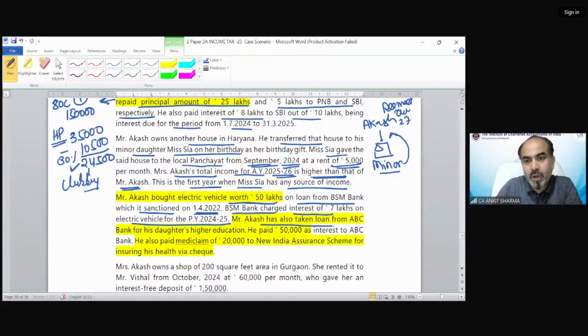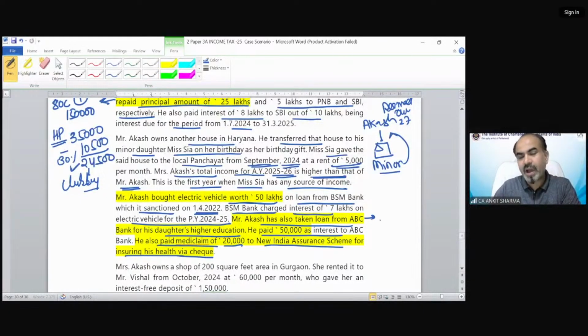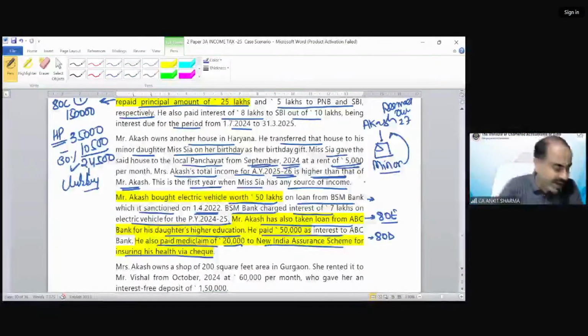Akash has also taken a loan from ABC Bank for his daughter's higher education. He paid 50,000 as interest to ABC Bank. He also paid mediclaim of 20,000 to New India Assurance Scheme for insuring his health. So for interest on higher education, we have section 80E. For medical insurance premium, we have section 80D. So what section do we have for the electric vehicle loan?